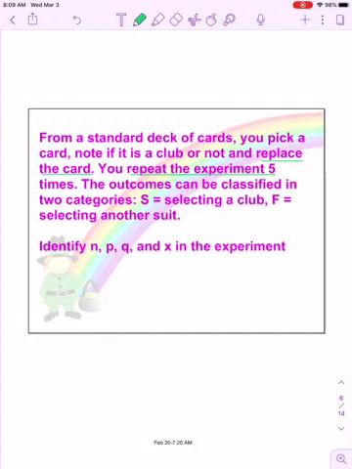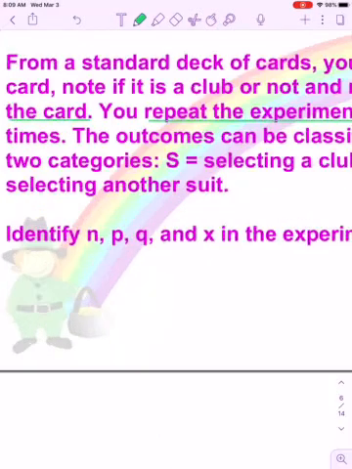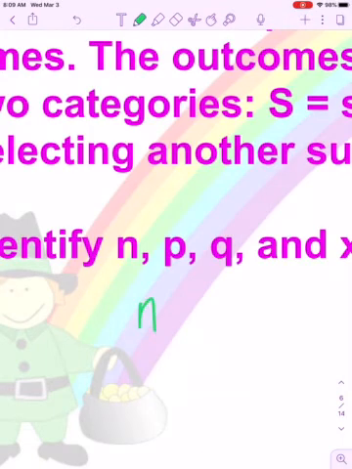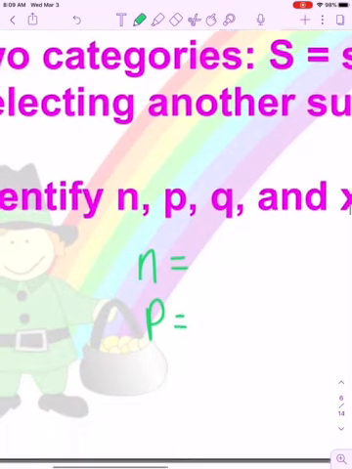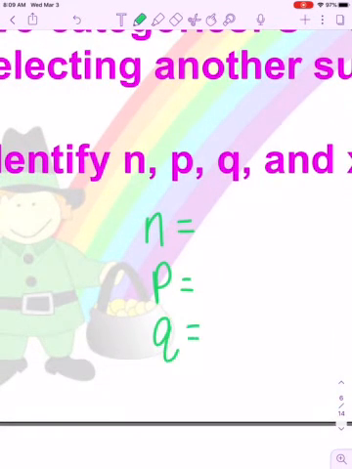And then it says you can be classified in 2 categories, which is your last criteria. Selecting a club is your success, and then picking anything but a club is your failure. Okay? So we're being asked to identify n, p, q, and x.